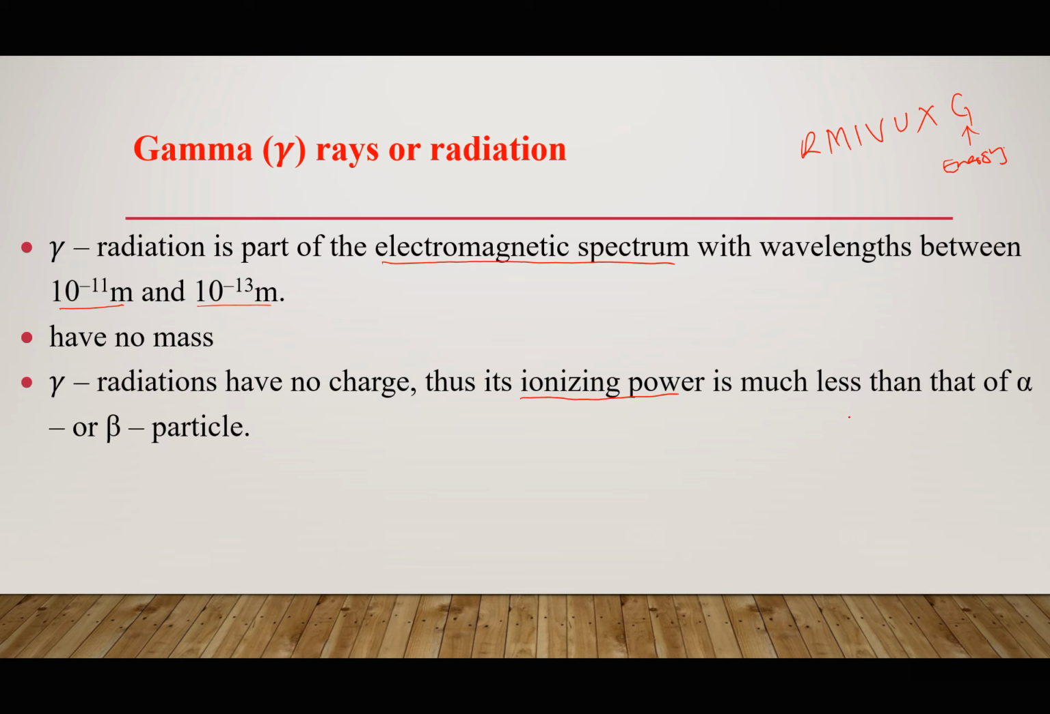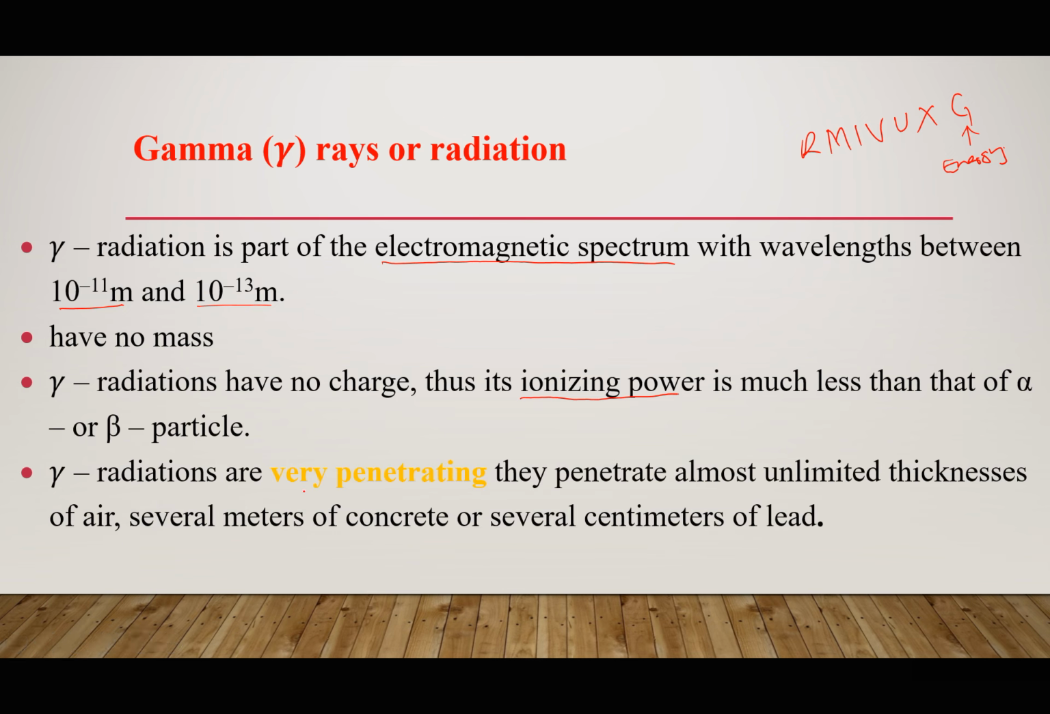Because ionization depends on charge, gamma radiations, which have no charge, have a very small ionizing power, because it will now only depend on energy rather than charge. So it is very, very small compared to alpha particles and beta particles. But gamma radiations are very penetrating because they are very energetic.